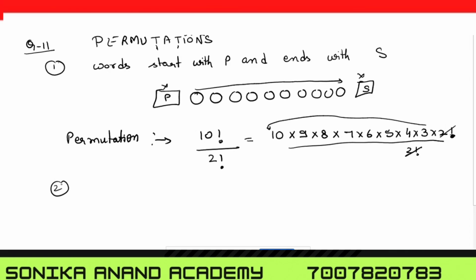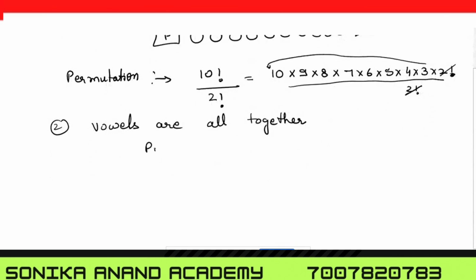Now second, vowels are all together. Firstly, we have to go for the vowels. How many vowels are there in permutation? E, U, A, I, O. All five vowels are there.